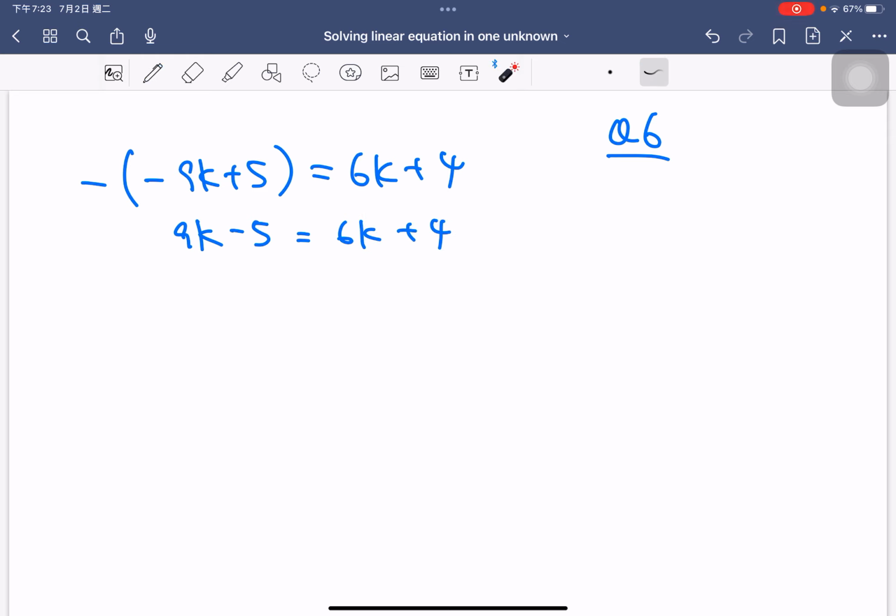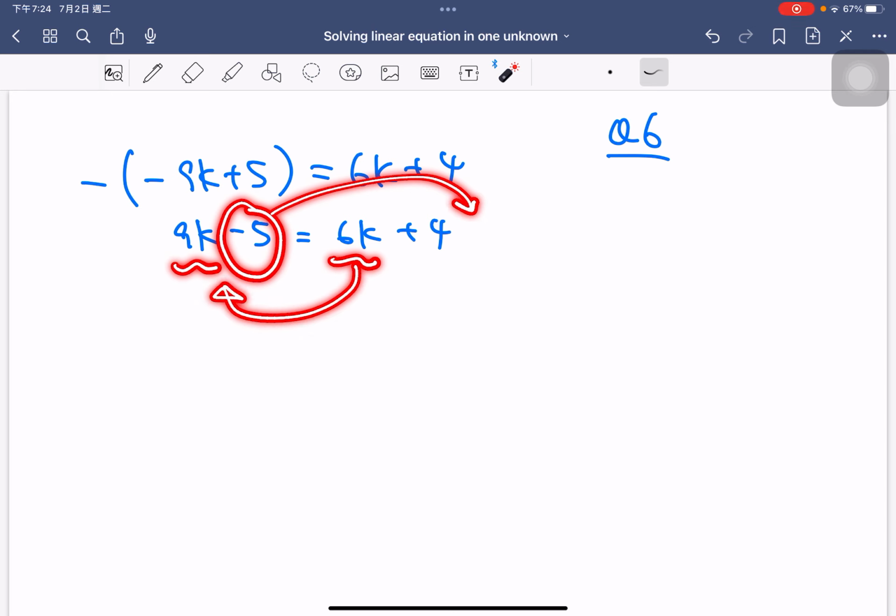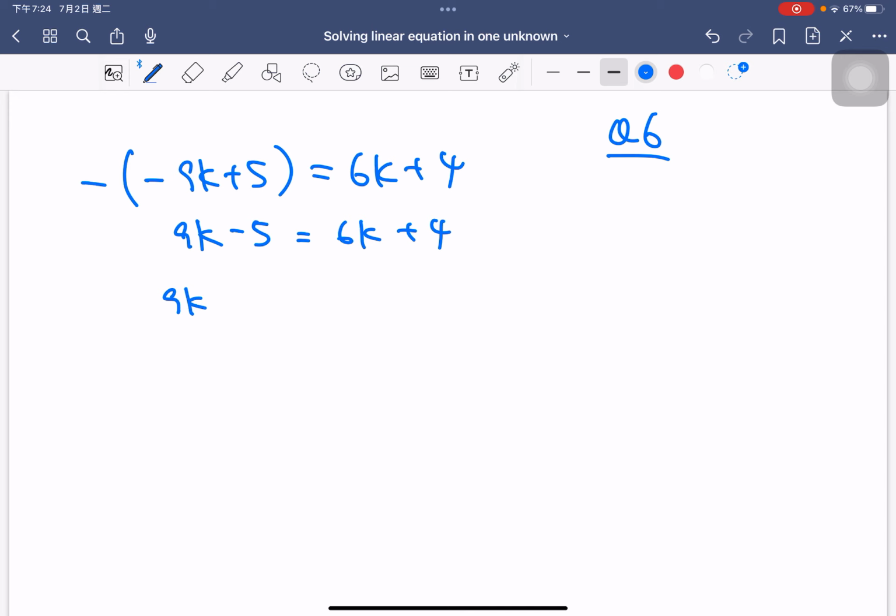Now back to the first rule, we combine the unknowns. There is an unknown, there's an unknown. For those that are not unknown, we're moving them to the right hand side. So you're moving this 6k back to the left hand side, and it becomes negative. Now I have 9k minus the 6k. Originally this is positive 6k, moving to the left it becomes negative 6k, so it's going to be equal to 4. For this one, -5 moving to the right is changed to +5. Now we can simplify it. 9k minus 6k gives you 3k, equal to 4 plus 5 giving you 9.